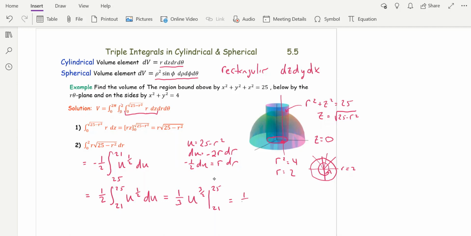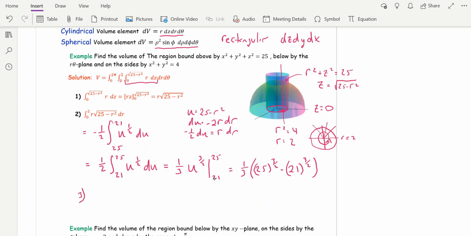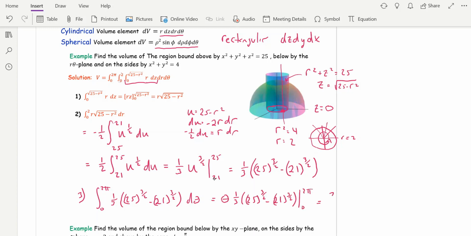So this is not going to be pretty. 1/3 and then 25 to the 3/2 minus 21 to the 3/2. Now I could simplify 25 to the 3/2 because the square root of 25 is 5, and 5 cubed is 125. I could clean that up, but I can't clean this one up, so I'm just going to leave the whole thing. Okay, so integral 3, we're going to go from 0 to 2 pi, 1/3, 25 to the 3/2 minus 21 to the 3/2 d theta. That's all just constant with respect to theta. So that's going to be theta times all that stuff between the two limits, 0 and 2 pi. There's going to be 2 pi times this number. So I'll have 2 pi over 3, and then 25 to the 3/2 minus 21 to the 3/2. There we go. There's our volume.